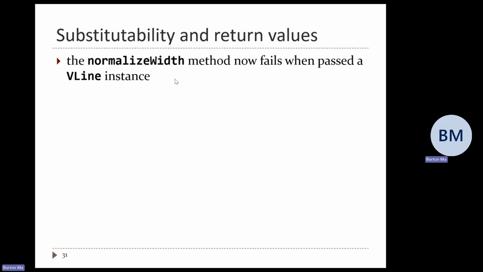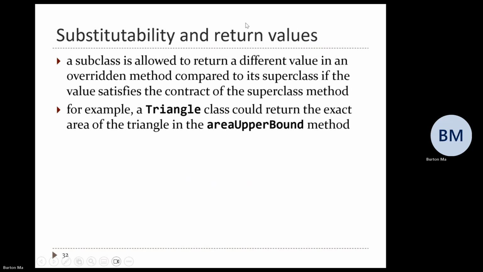Okay, so the previous version of normalized width would fail when you pass it a vertical line instance. It would end up dividing the height of the shape by 0, and so you now end up with a shape whose height is infinite in length. So that was an example where you have a post condition that was modified incorrectly.